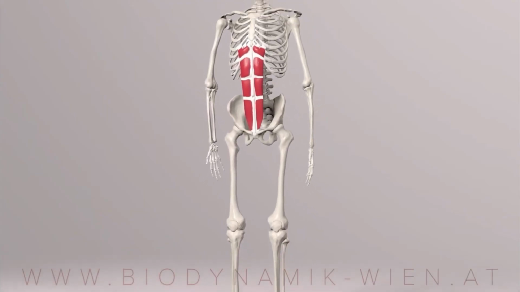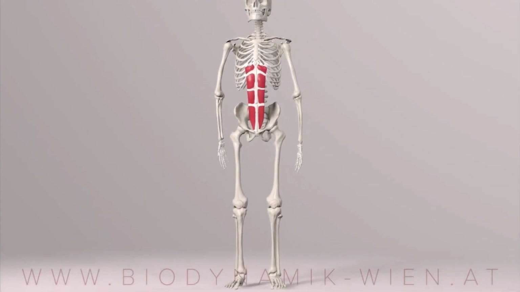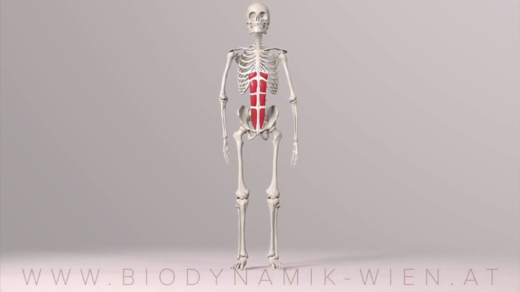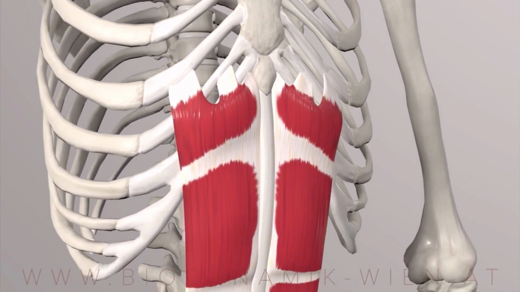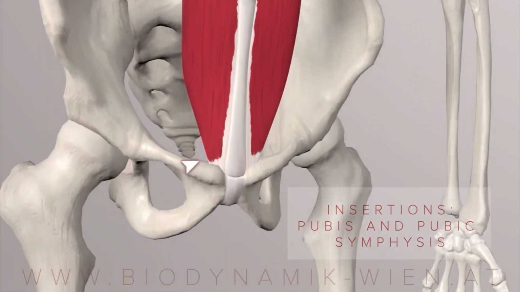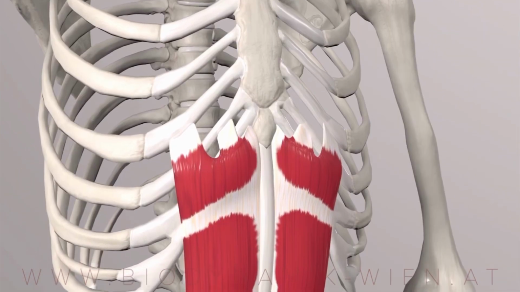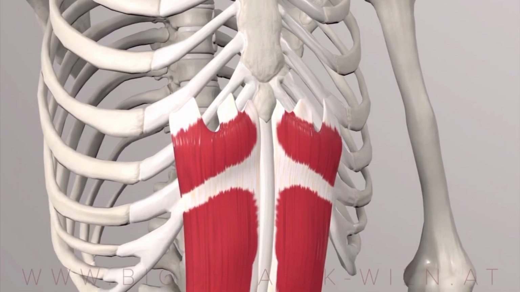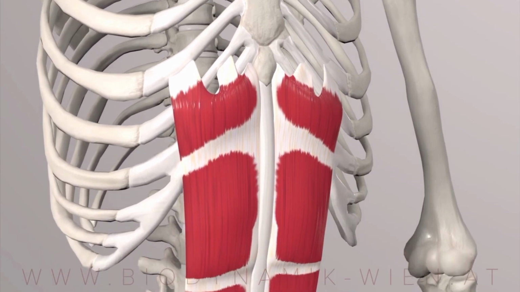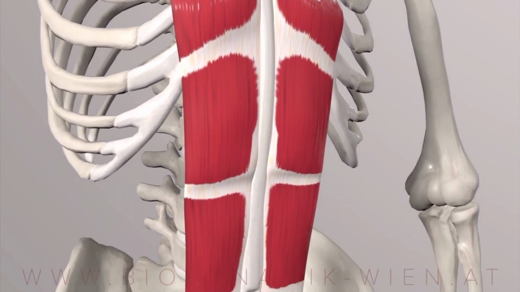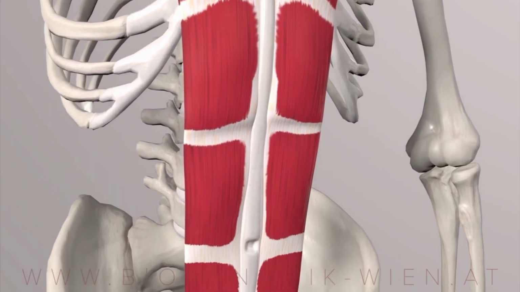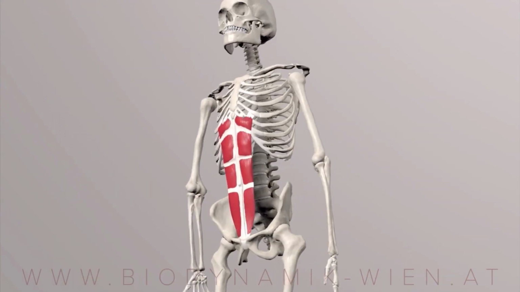Let's start with the rectus abdominis, or something that you may know as a six-pack. It originates at the sternum and ribs 5 to 7, and it inserts into the pubis. This muscle has the inner line called linea alba that separates the left and the right side, and it also has this tendinous intersection between the muscle bellies. The main action is the flexion of the trunk.